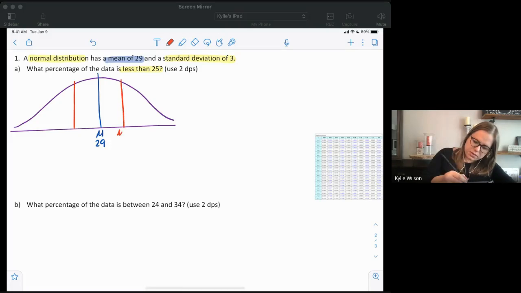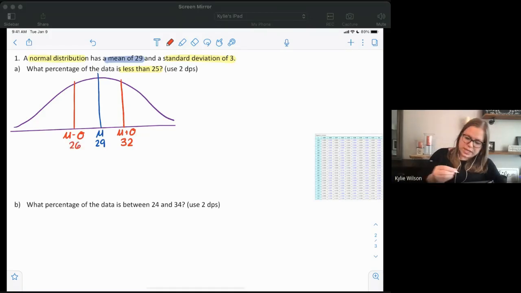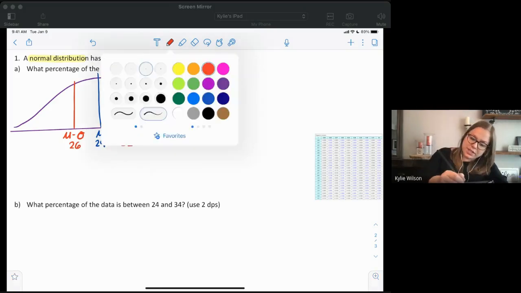So first, 1 standard deviation away from the mean on either side. So my standard deviation is 3. So 1 standard deviation above the mean, 29 plus 3 is 32. And 1 standard deviation below the mean, 29 minus 3, is going to give us 26. There we go. Going to do the same thing for my next interval.